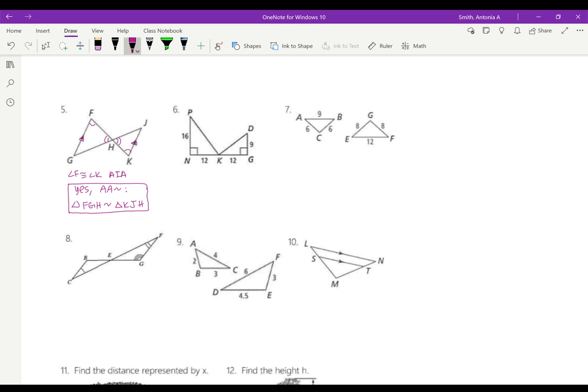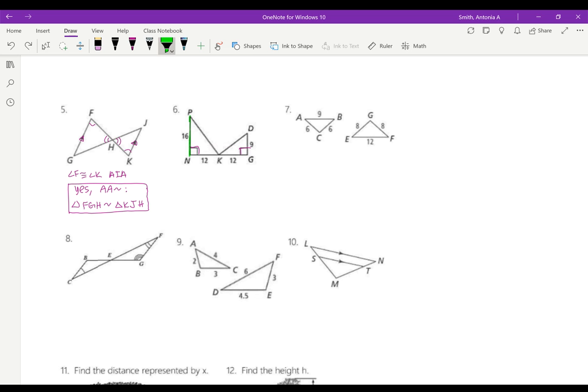Now number 6, we don't have vertical angles. It looks like maybe angle K is going to create vertical angles, but remember, they need to be exactly straight across from each other. So we don't have 2 angles. We only know one angle, and it's this right angle. And then we have some sides. So I know 16 has a matching pair with 9. Sorry, guys, I'm getting ahead of myself.